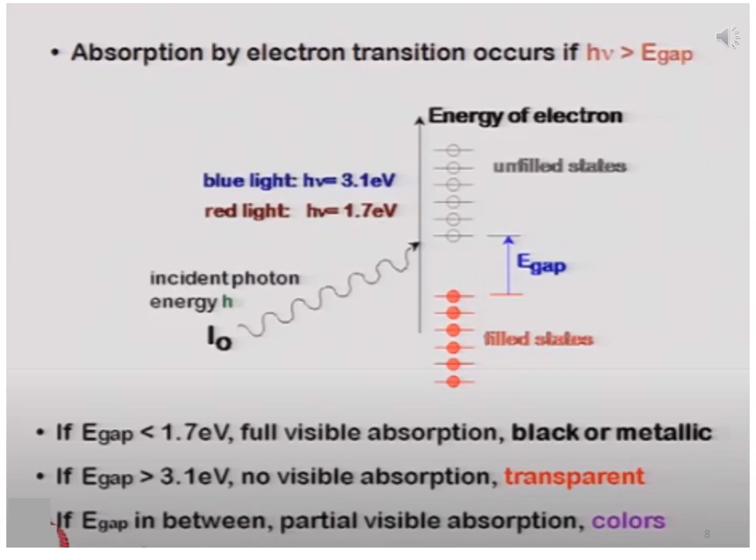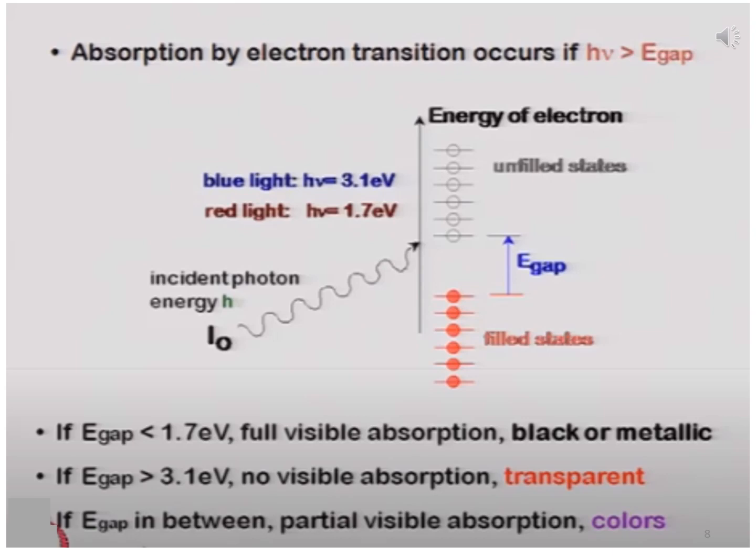So if you can tune the band gap of a material, you can tune the colors. You can change the color that you see. For example, if you apply an energy h nu which is greater than the band gap, E gap, as you can see in the figure, then absorption by electron transition may occur.